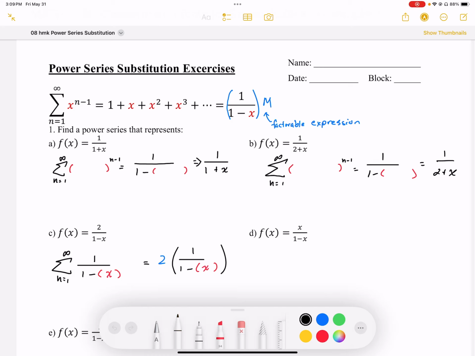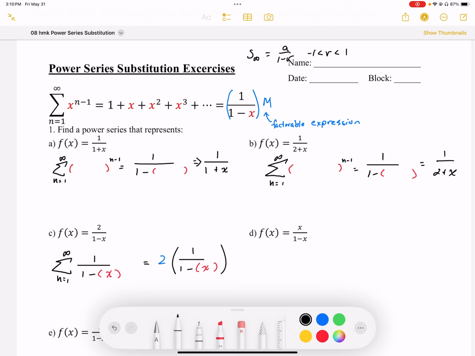For these power series substitution exercises, basically what we're doing is taking this power series and recognizing that 1 plus x plus x squared plus x cubed represents a power series, and it generates this formula 1 over 1 minus x. Okay, and this formula comes from the formula that the infinite geometric series is equal to a over 1 minus r, where r must be between -1 and 1. Okay, so that's the infinite geometric series formula.